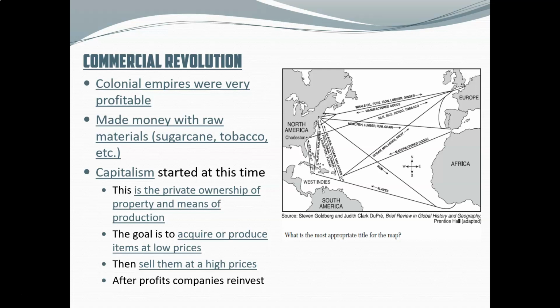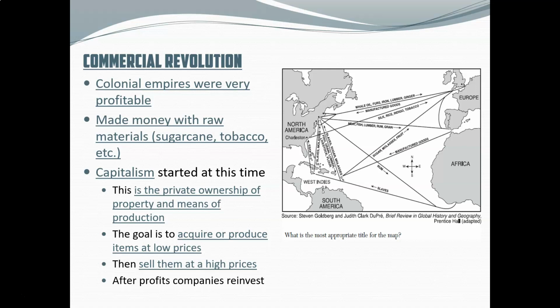Now, capitalism is also going to start during this time, and just to give you a brief definition, we'll talk about capitalism throughout this American history class and on into American 2. Capitalism is the private ownership of property and means of production. And essentially it means that you can own the business, and you own how you make the product, how much it's sold for. There's no government influence there at all.